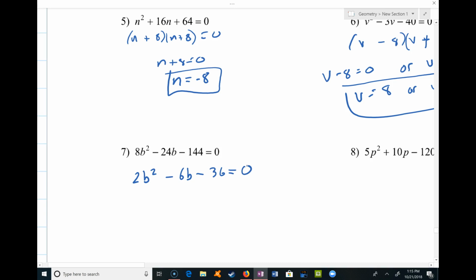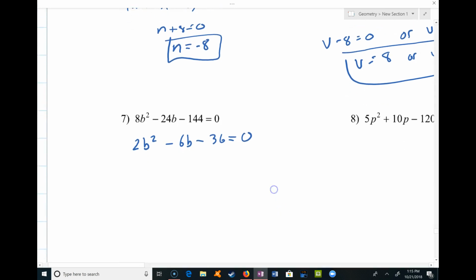So that was nice. And oh, look at that. I can divide out another 2. So I'll divide everything by 2 again, and I get b squared minus 3b minus 18 equals 0. So apparently I could have divided by 8 to begin with.